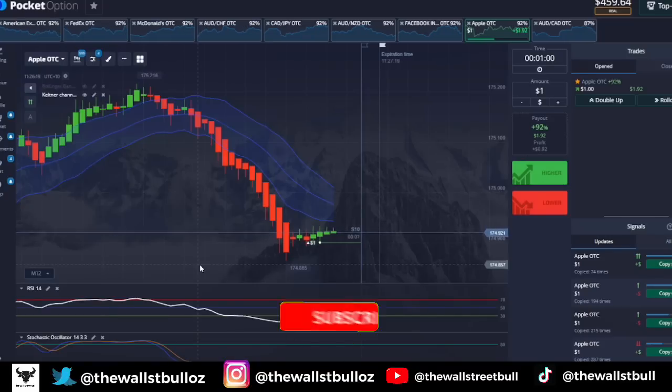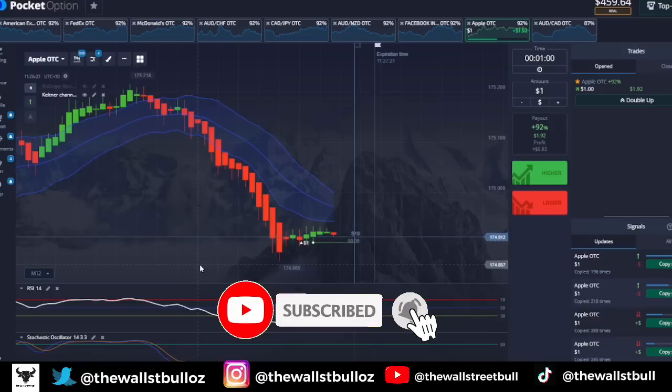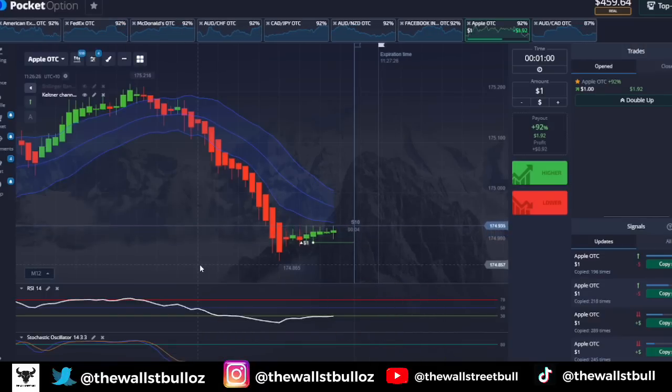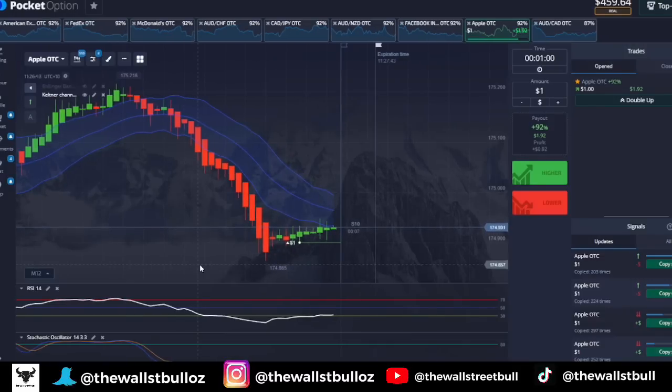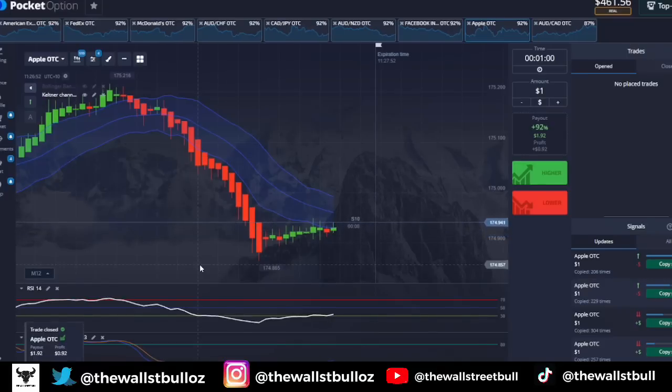34 seconds. Hopefully it stays above the $1 where I've put the trade. Okay, we're getting a nice reversal, hopefully. Let's just wait and see what happens. 21 seconds left on the trade. Pretty weak candles, as you can see. I've got 10 seconds on the trade. 6 seconds. 3 seconds. 2 seconds. 1 second. Bang. There you go.